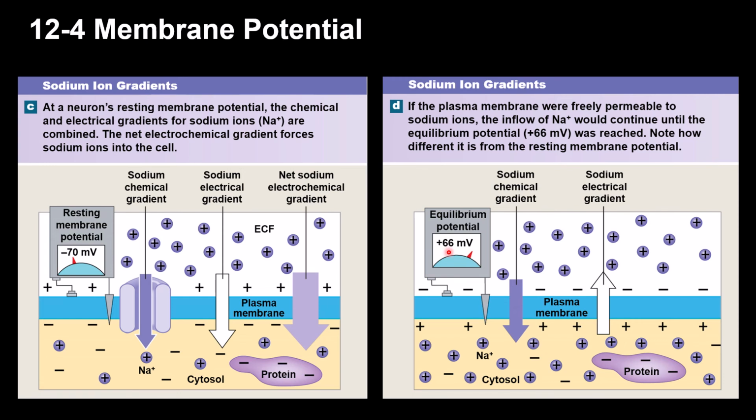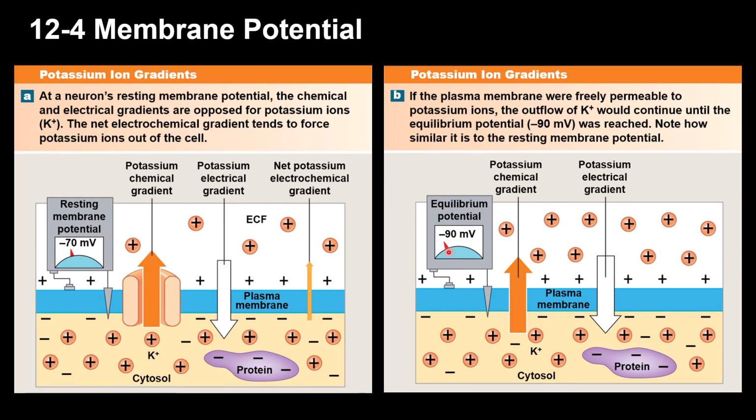Now let's look at what's happening with the potassium here. So for the chemical gradient of potassium, inside the cell, a lot of potassium. Outside of the cell, not enough potassium. So potassium tries to leave the cell. What about the electrical gradient? The electrical gradient outside of the cell is positively charged, and the potassium is also positively charged. So there is not a lot of electrical gradient for the potassium. So this is why the net potassium electrochemical gradient is small.